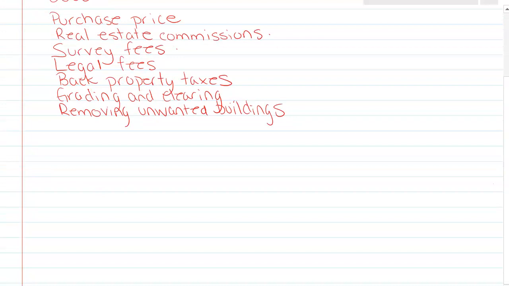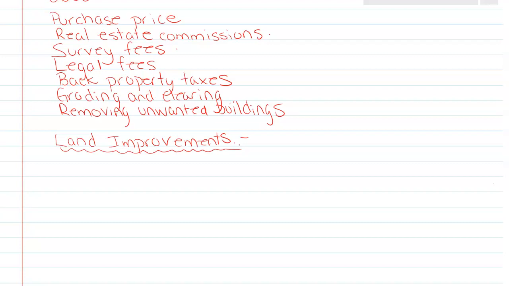Okay, so now let's look at what land improvements are. Okay, and we say that these depreciate. So every year, what we'll do is we'll move a piece of the cost of the improvement and we'll expense it on our income statement. So I like to think of these costs as anything that's making the land look pretty.